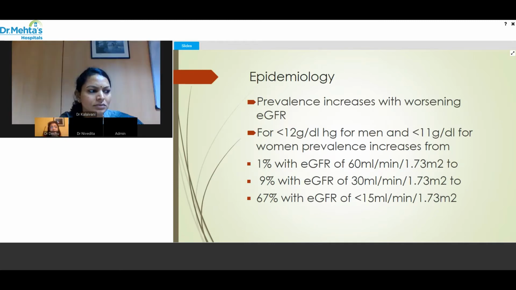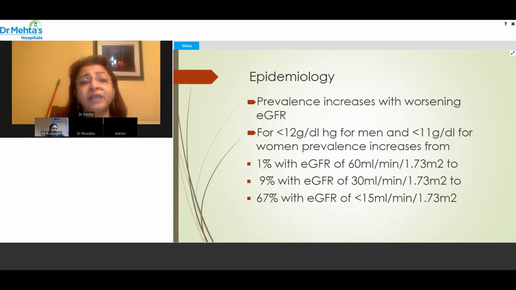As you all know well, the prevalence of anemia worsens with worsening GFR. The stages of GFR were again very nicely alluded to by Dr. Kalaivani, but as you can see here, as GFR worsens from 60 ml to less than 15 ml, the prevalence of anemia also increases, such that more than 3/4 of our patients, who are pre-dialysis or entering the dialysis realm, are significantly anemic.